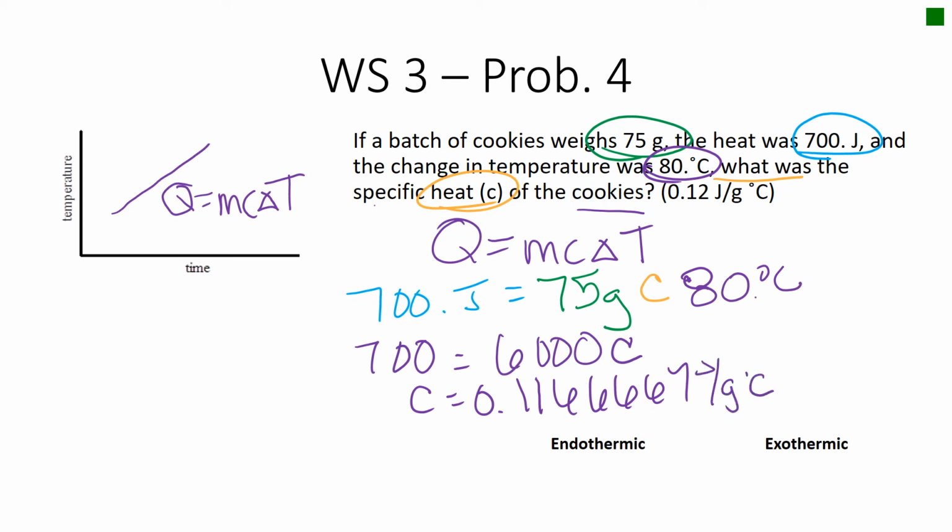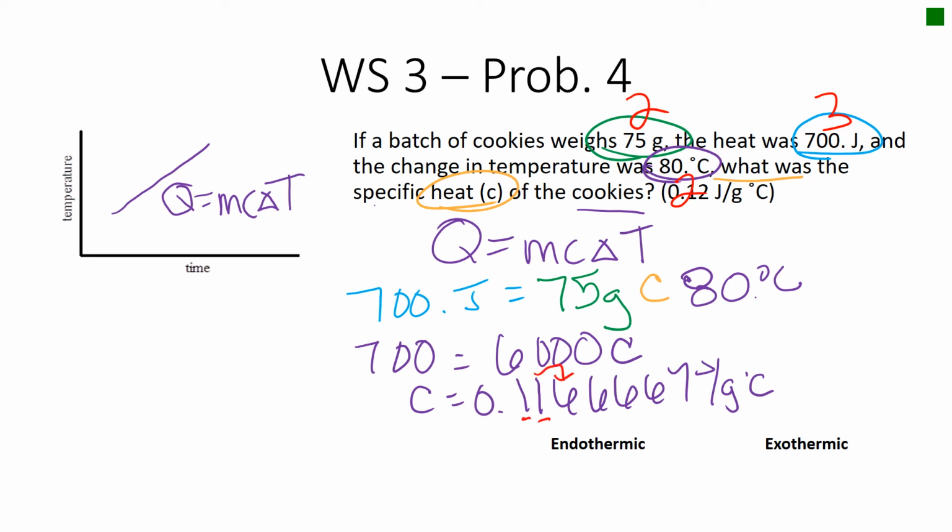And so now I need to look at how many sig figs I need. Looking at the problem, I know I have 2 sig figs for 75. I have 3 with the 700 in the decimal, and I have 2 from the degrees Celsius of 80. So I need to round to my lowest number, which is 2. And so that would be 1, 2.